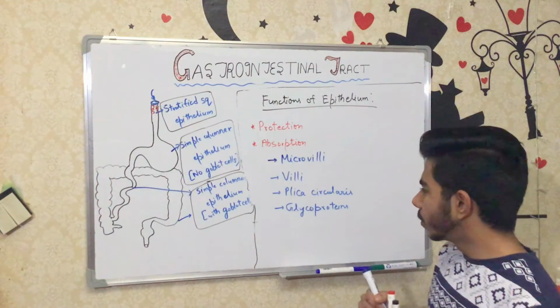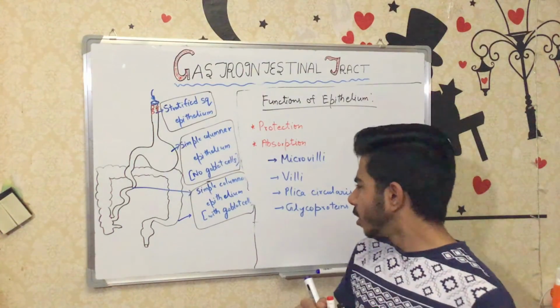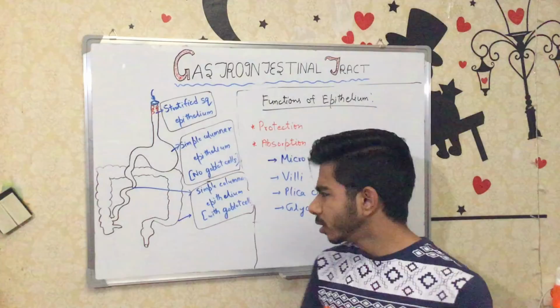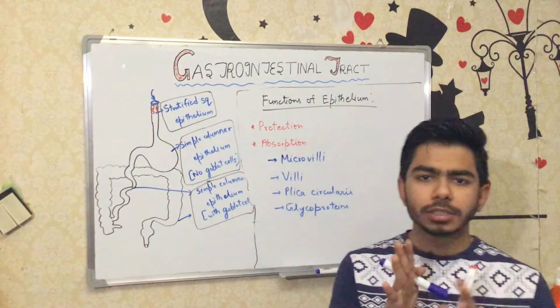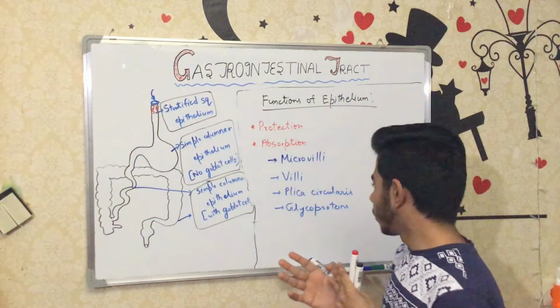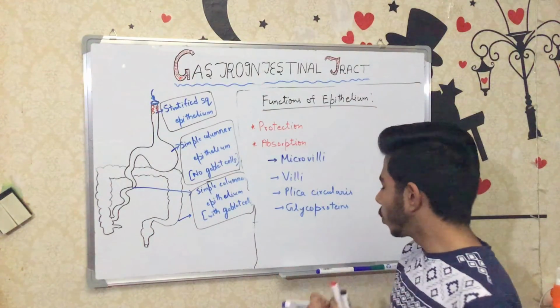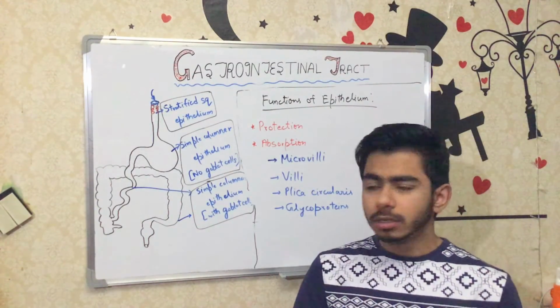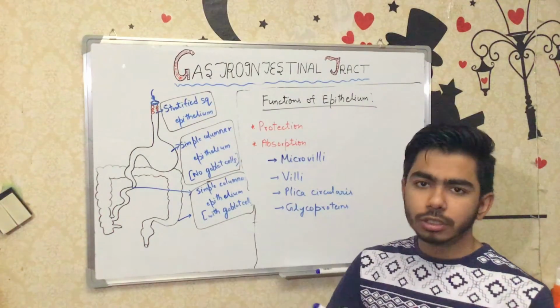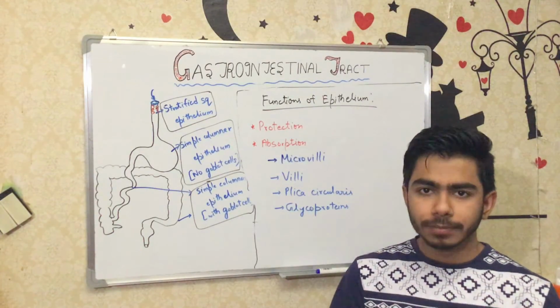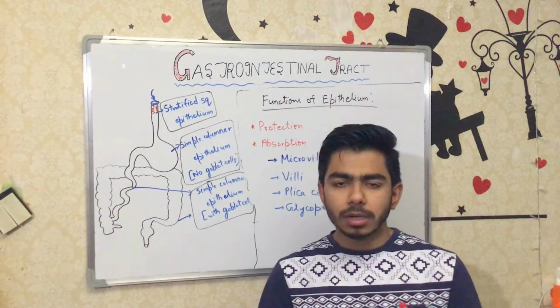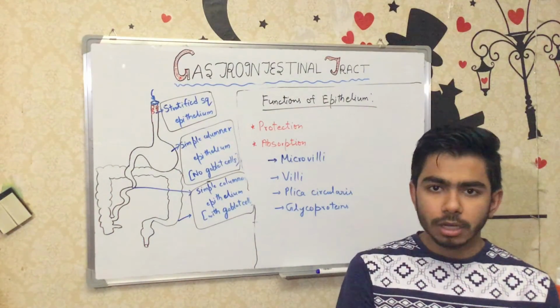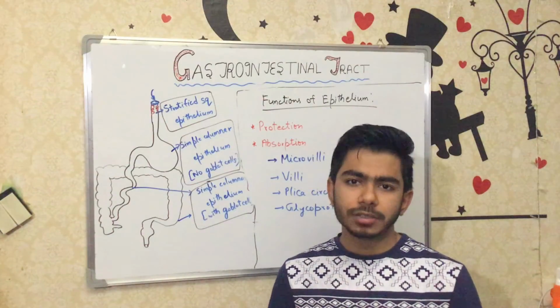Glycoproteins are present over the plica circularis, or over the villi, like the brush border striations over there. What they are doing is also helping the gut to absorb the food. They're also helping in the absorption of food by the secretion of some enzymes like dipeptidases or disaccharidases.